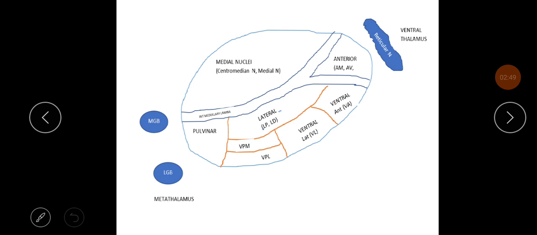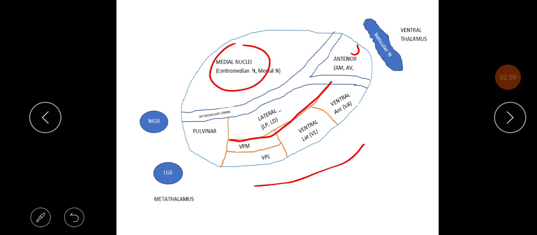Again, you can see clearly the anterior, the lateral part, and the medial nuclei. The lateral nuclei have been divided into two parts: this is the ventral part and this is the lateral dorsal part. The ventral part is divided into ventral anterior and ventral lateral, and the ventral posterior is divided into medial and lateral portions. The most posterior part is called the pulvinar nucleus.